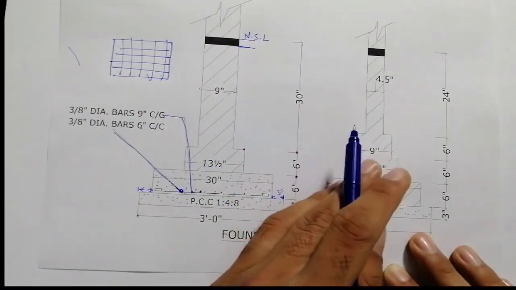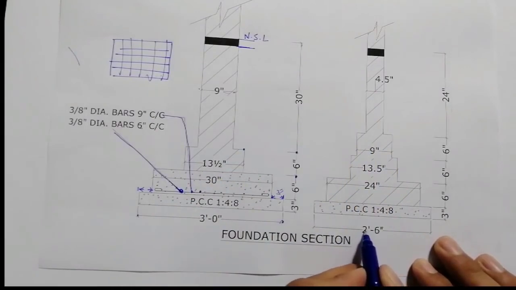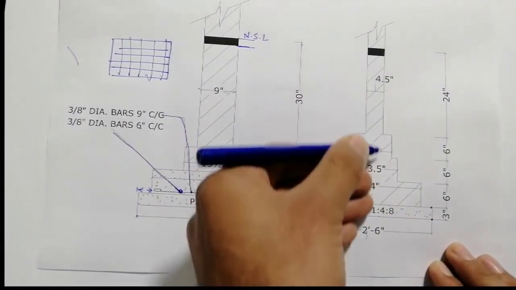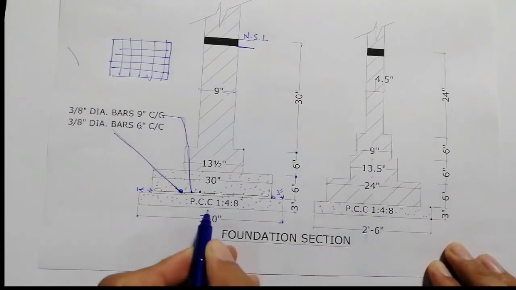Now for 4.5 inches wall you can also see its width is 2.5 feet, 2 feet 6 inches. So in first step, this is for 4.5 inches wall, right? Its PCC is 1:8, same like this one.